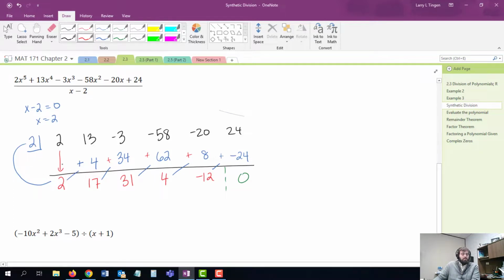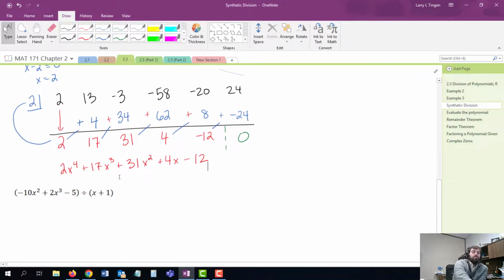So remember that 2 is going to be whatever the degree of the dividend is, divided by that leading degree of the divisor. 2x to the 5th divided by x, that's going to leave me x to the 4th, right? So this 2 is the coefficient for x to the 4th. That 17 is the coefficient for x to the 3rd. And we're just going to go down in descending order. X squared, x's, and then constant.